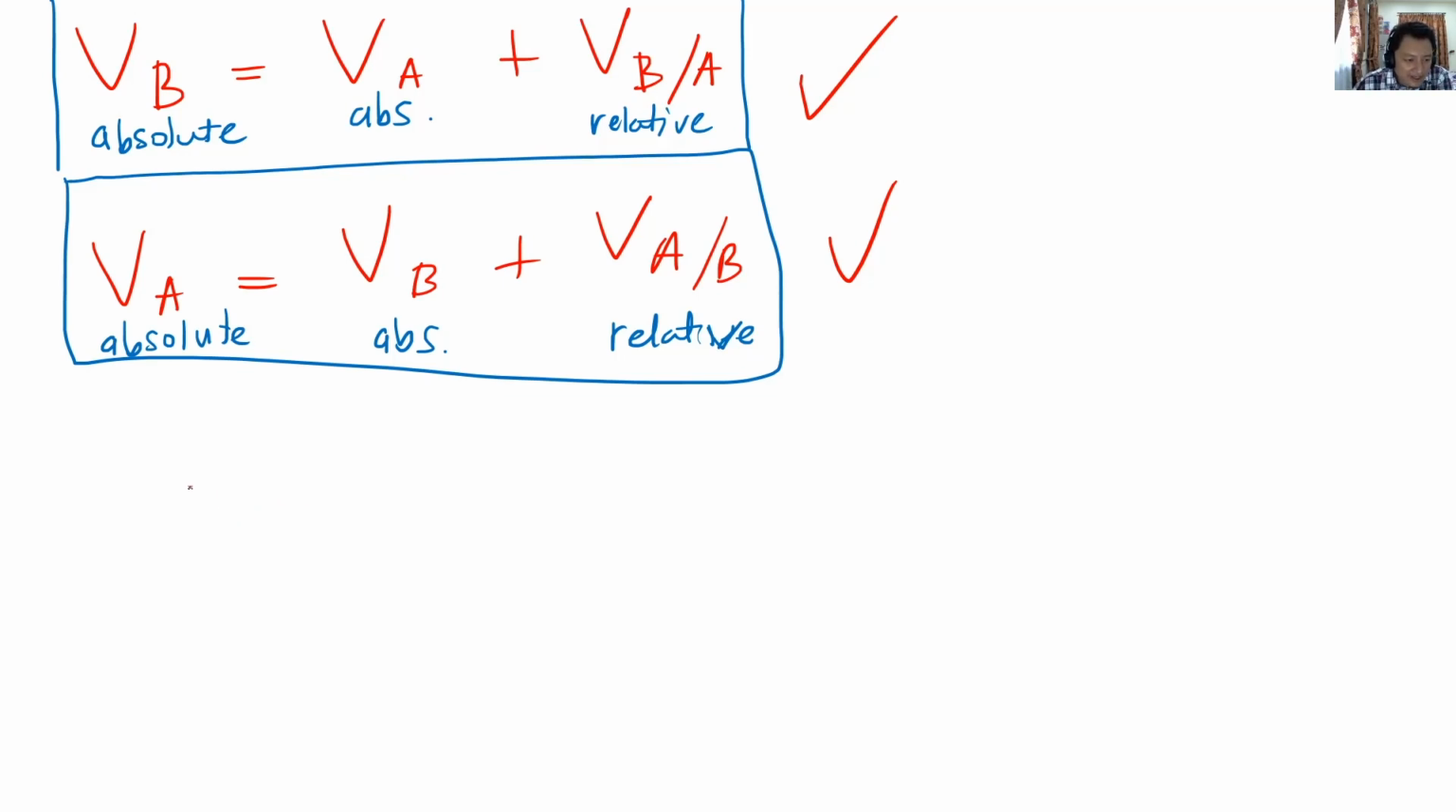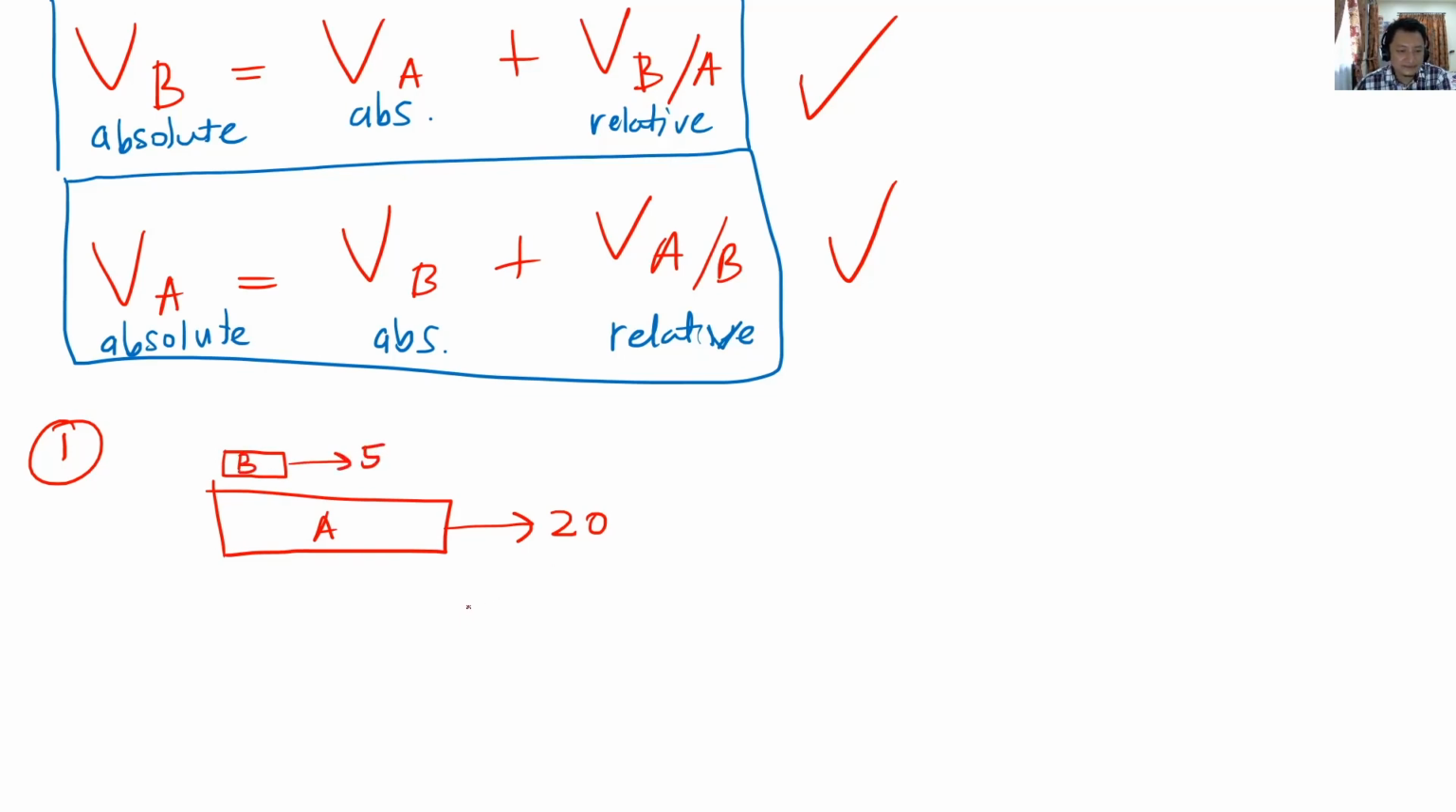Where were we? Ferry, right? This is your first case. Ferry traveling at 20. Is the ferry A or B? A. The motorcycle is called B. B is traveling at 5. So, look back. Which one do you want to use? Can you use both? You can use both. What do we want to find? VB. Use the first equation. VB equals VA plus VB relative to A. Why VB relative to A? Because the motorcycle is on the ferry. So it's relative to A. But its absolute velocity is 25.